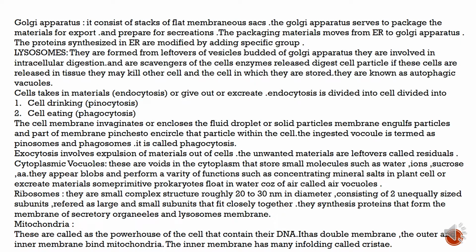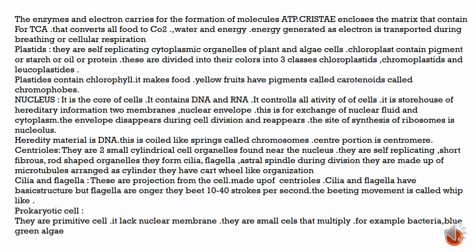Mitochondria, these are called the powerhouse of the cell that contains their own DNA. It has a double membrane, an outer and an inner. The inner membrane has many enfoldings called cristae. The enzymes and electron carriers are for the formation of ATP molecules. The cristae enclose the matrix that contains enzymes for the TCA cycle that converts all food to carbon dioxide, water and energy. Energy is generated as electrons are transported during breathing or cellular respiration.